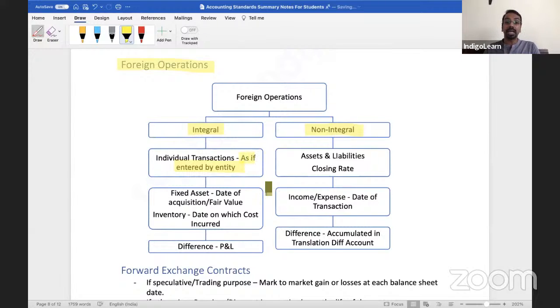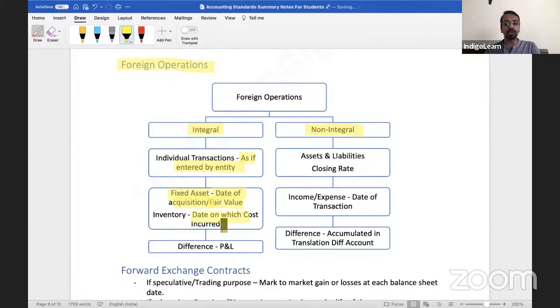Meaning to say, had the entity entered into those transactions, what is the principle you would have applied? Exchange rate of that date of transaction. So using that rate itself, you will do the accounting for the transaction. As far as fixed assets are concerned, whatever is the date of acquisition, or if you have done fair valuation under the revaluation model, on that date, whatever is the rate, you will use that exchange rate.